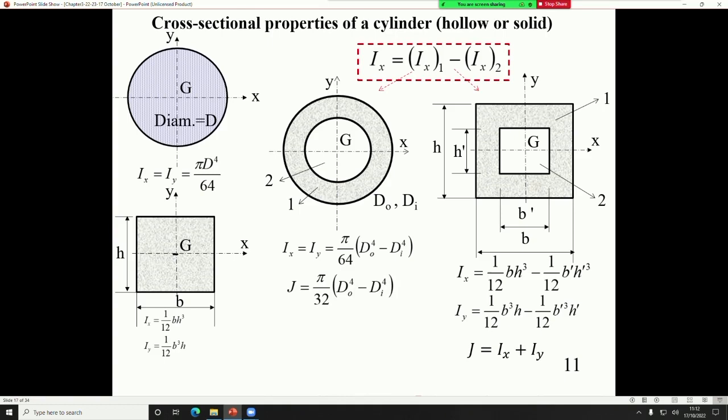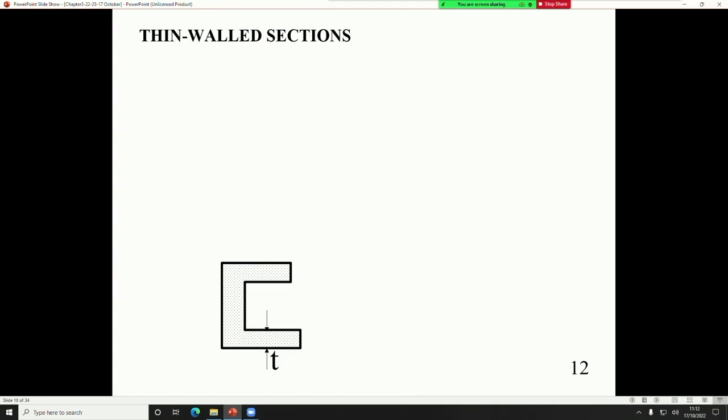And if we want J, as I said, the polar second moment of area, we can easily prove it is equal to the summation of Ix and Iy. Now, we move on to something a bit different from what you've done so far. Definitely, you get in your exam one or two questions in which you need to find the second moment of area of a thin-walled section. Either it has straight edges or it has curved edges.